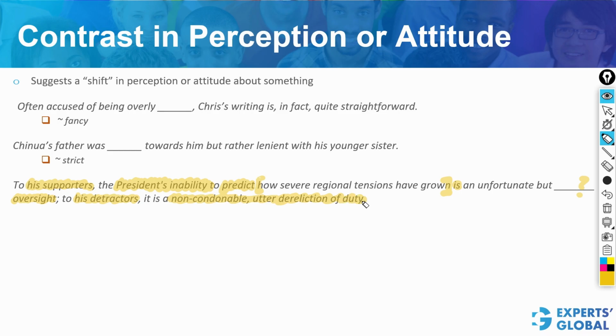So we see a very clear contrast or shift in attitude here. The attitude of his supporters for the same inability is very lenient, but the attitude of his detractors for the same inability is something so intense. We see a non-condonable attitude here. So in this blank, we need something in contrast. Non-condonable means non-forgivable. Therefore, in this blank, we need an answer choice broadly on the lines of forgivable.